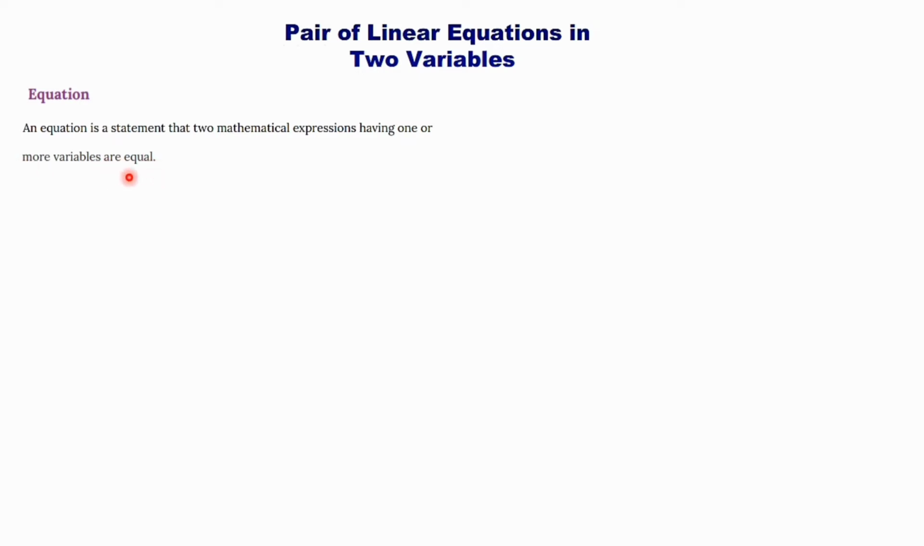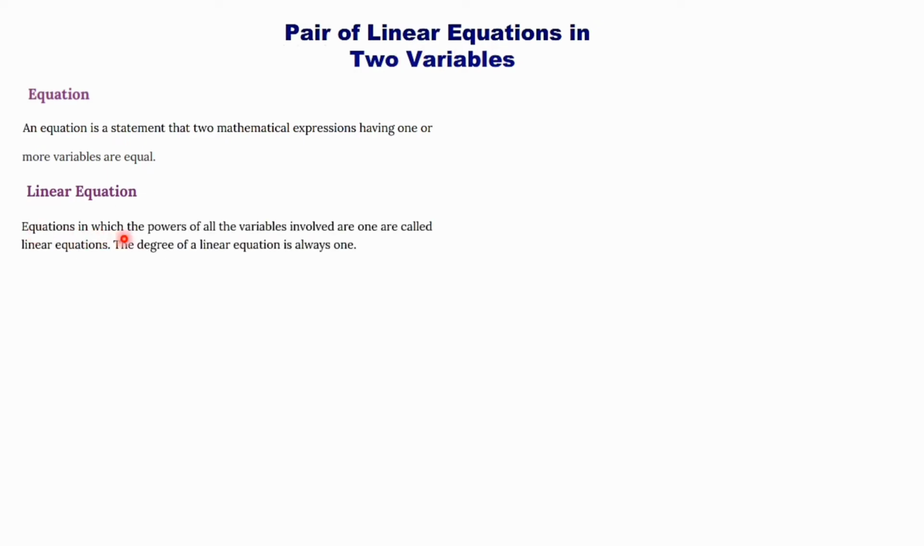Or in simple words, if you have an algebraic expression carrying an equal to symbol, then we can say that it is an equation. Linear equation, that is our topic. Equations in which the powers of all variables involved are 1 are called linear equations. In simple language, the degree of a linear equation is always 1. If the degree of an equation is 1, we can call it a linear equation. Degree means the highest power of the expression or the equation.